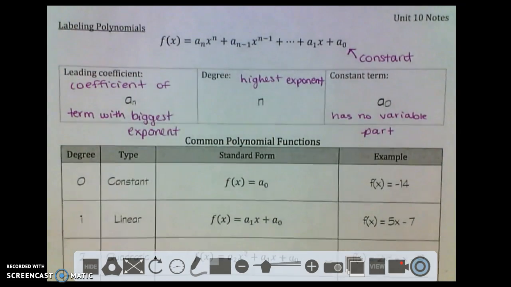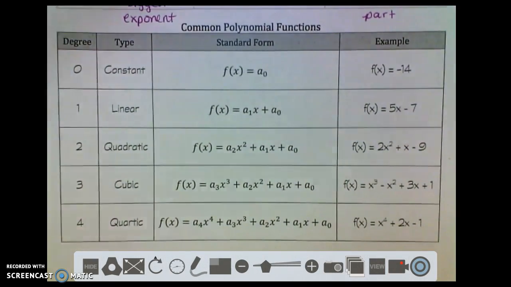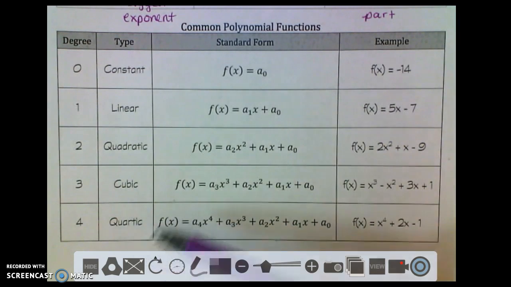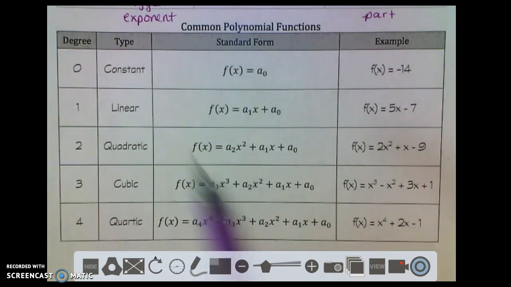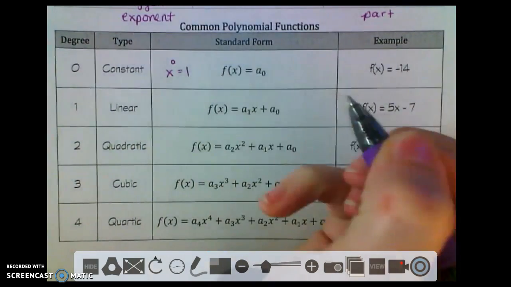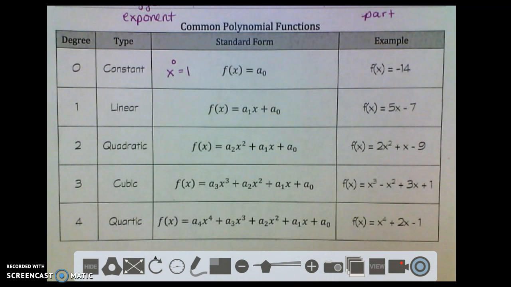Now some common polynomial functions are listed here in this table. These are going to be important for you to have because you'll need to be able to classify the type of polynomials all the way up through a 4th degree. Now there are some names for degree polynomials after this, but you don't need to know them for this class. You just need to know up through the 4th. The first one we're going to look at is a degree 0. That would mean that our x has an exponent of 0, which equals 1, which means our function then is just a number. So an example here would be f of x equals negative 14.